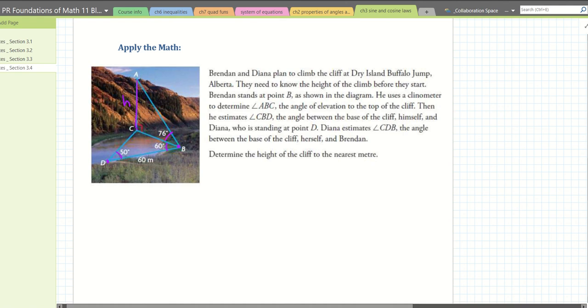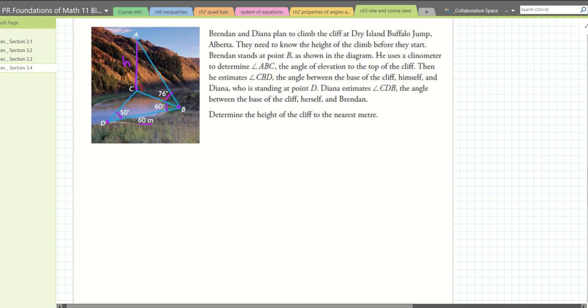That's the height of the cliff. In this case, we have a right angle triangle, ABC, and then we have an acute triangle, CDB. If you look inside the acute triangle, we know two of the angles, and we know the distance between Brendan and Diana, which is 60 meters. So we know one side and two angles. So here's what we know. Let's do a sketch of this triangle. This is point D, point C, point B. This side is 60, this is 50, and this is 60 here.